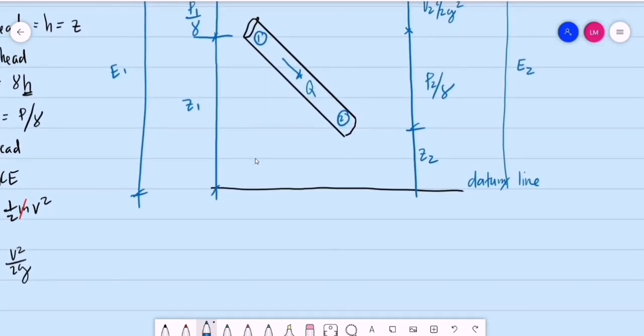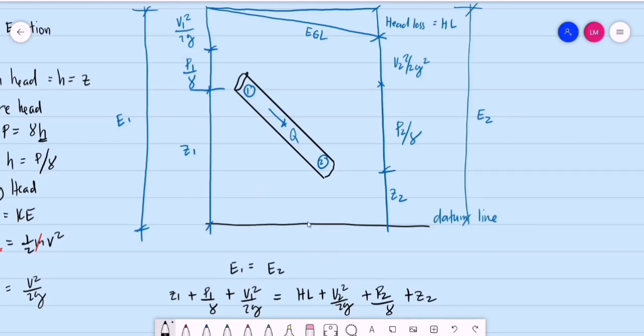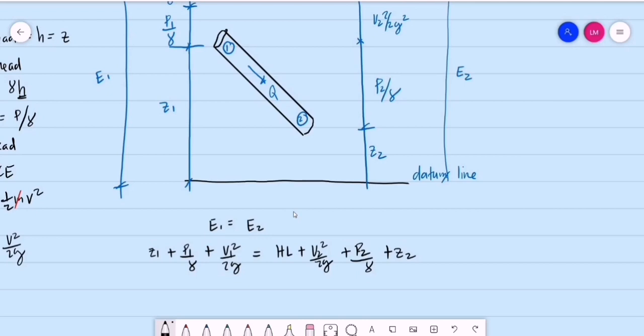Now we can write our energy equation, that is from the law of conservation of energy. Energy at point 1 is equal to the energy at point 2. So what is the total energy head at point 1? We have Z1 plus the pressure head P1 over gamma plus the velocity head V1 squared over 2g. That will be equal to the total energy head at point 2: the head loss plus V sub 2 squared over 2g plus the pressure head P sub 2 over gamma plus the elevation head at point 2. So this is one example of how we write our energy equation.